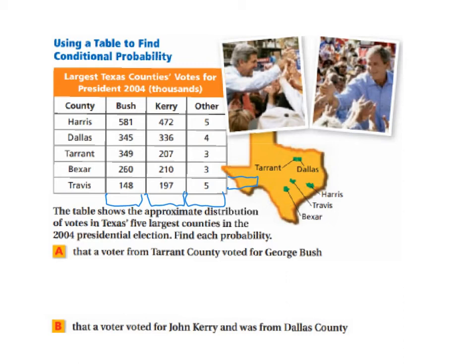So we're going to figure out the probability that a voter from Tarrant County voted for George Bush. This is where it gets confusing because we need to know which part is given. So it says a voter from Tarrant County voted for George Bush. That means we know that they're from Tarrant County already. What's the probability that they voted for George Bush? So this would be the probability of voting for Bush, but it's given already. We know this, that they are from Tarrant County.